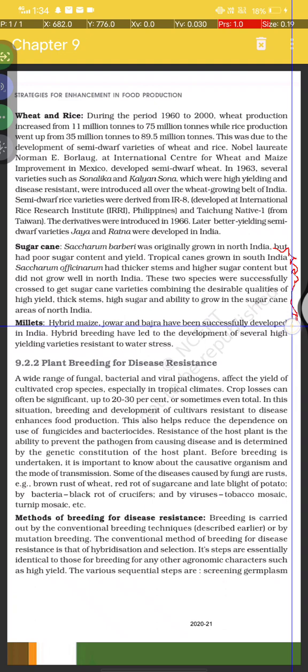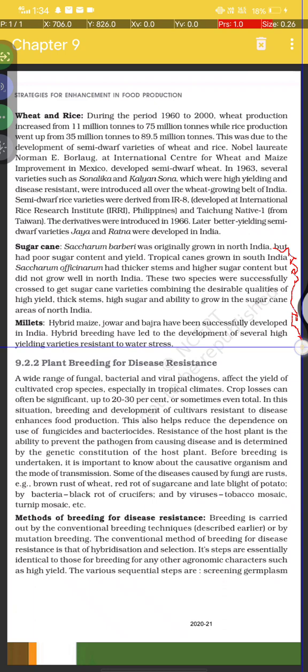Millet. Hybrid maize, jowar, and bajra have been successfully developed in India, and hybrid breeding has led to the development of several high-yielding varieties and resistance to water stress.